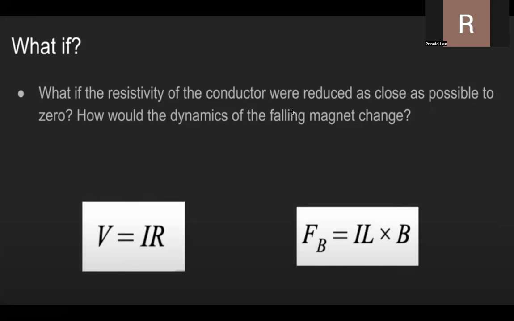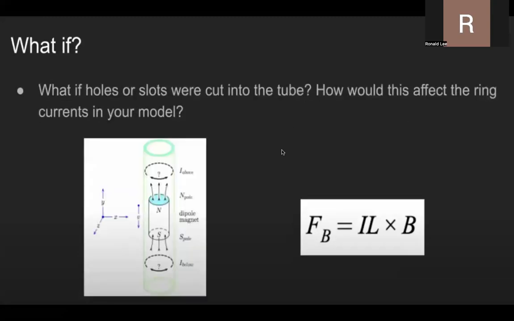In summary, this experiment demonstrates Faraday's law of induction. The falling magnet induces currents in the aluminum tube, and these currents create a magnetic field that opposes the magnet's motion. The computational model provides a valuable tool for understanding and predicting this behavior. And the what-if scenarios highlight the crucial role of the tube's conductivity and its geometry in determining the strength of the induced currents and the resulting magnetic forces.